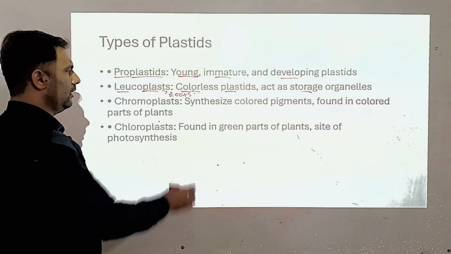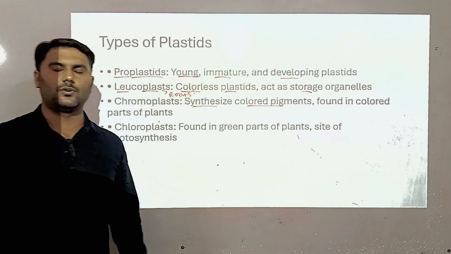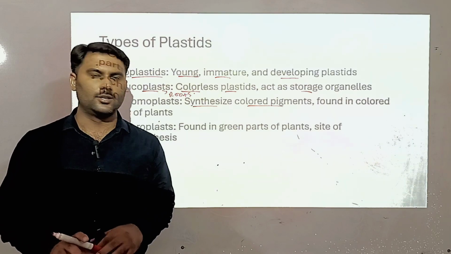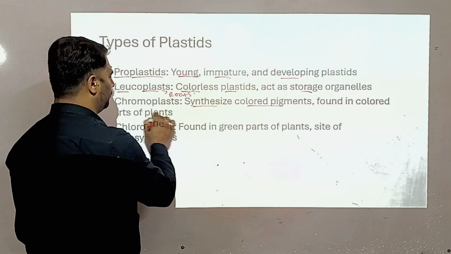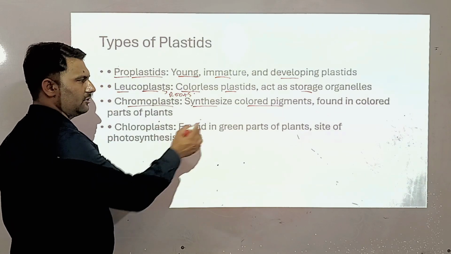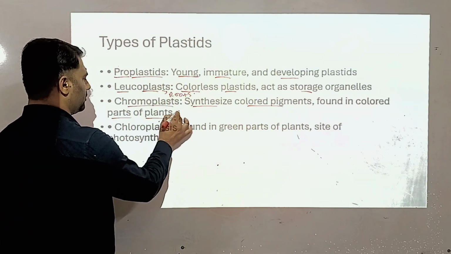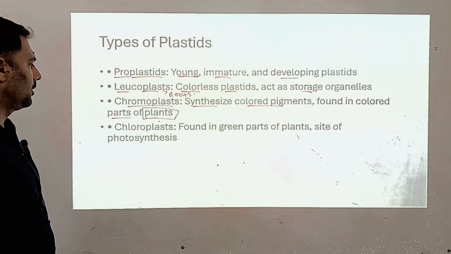Chromoplasts synthesize the colored pigments. As we know, very different types of flowers are present, like yellow, white, purple, pink, blue. These are all due to the presence of chromoplasts, which synthesize the colored pigments found in the colored parts of the plants. So other than green, the colors are provided by the chromoplast.